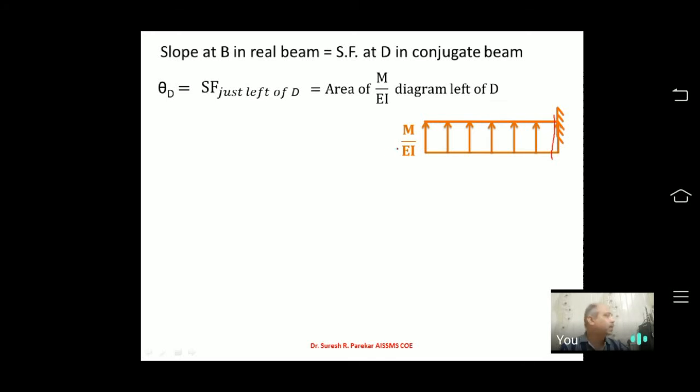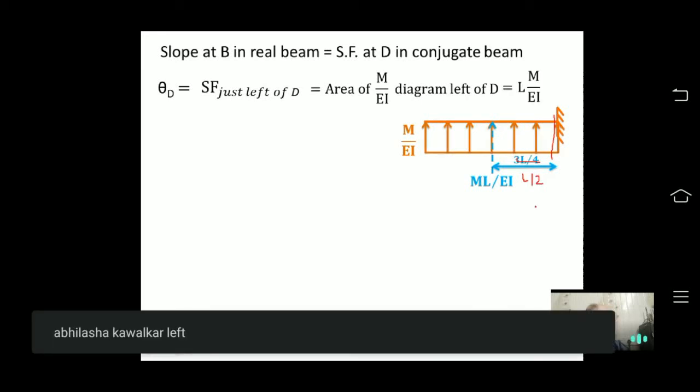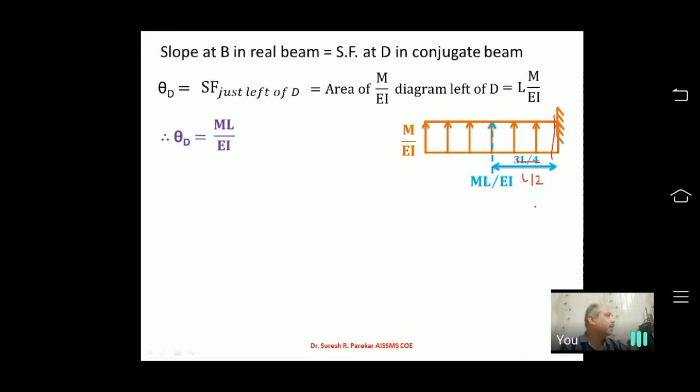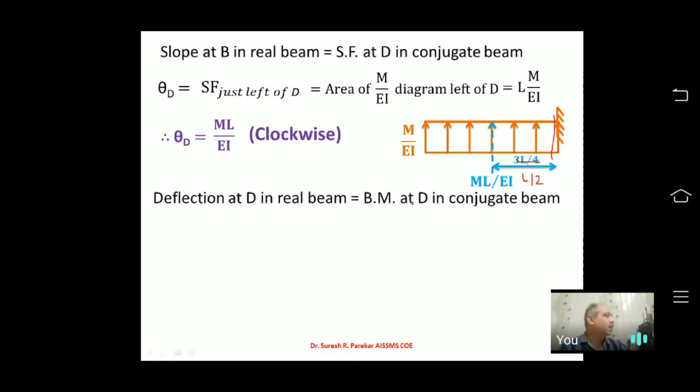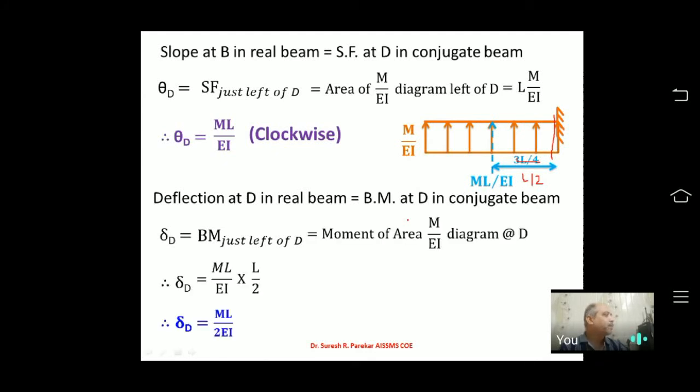And then we are going to get this area, that is ML upon EI. So rectangle: we have M by EI into L, and it will act at, sorry, this will not be 3L by 4, this will act at L by 2. And then ML upon EI will be theta D. And then we have shear force positive, so we have clockwise. Then deflection: just take the moment. So we have this moment, delta D, ML upon EI into L by 2, that gives me ML squared upon 2 EI.